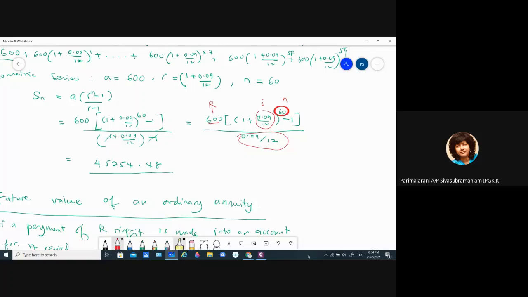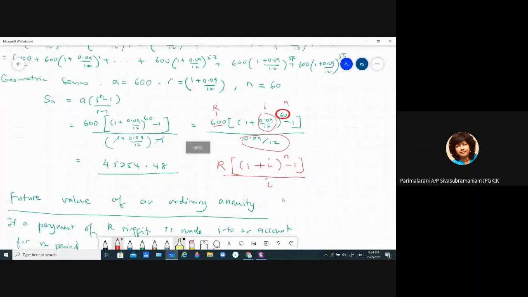So from here, we have 600 is R into 1 plus I to the power N minus 1 over I. So either they give you I or they give you the K over M, and they tell you the M. But it is still I there. So this is the formula.